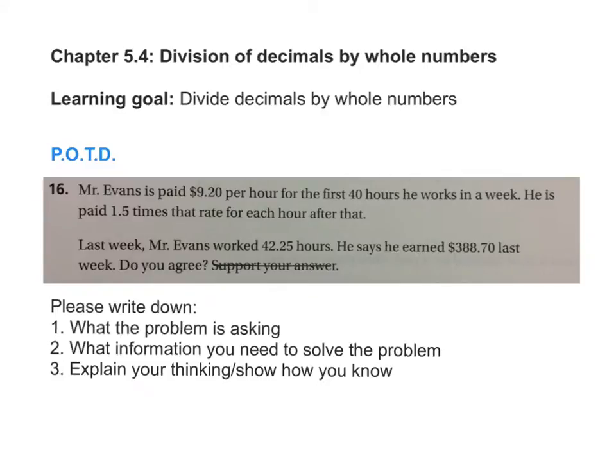Today we are moving right along in Chapter 5. Now we are on Chapter 5.4, and today's chapter title is Division of Decimals by Whole Numbers. Okay, and your learning goal for today is to be able to divide decimals by whole numbers.